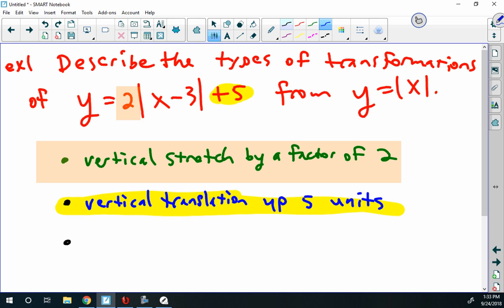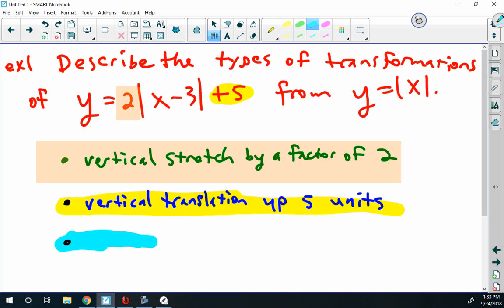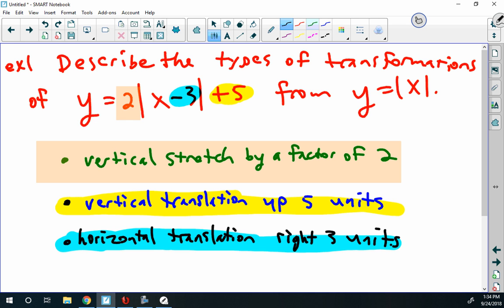Good. And last but surely not least, and my name's not Shirley, and your name's not Shirley. Maybe you have a cousin named Shirley. What is that? I forgot to highlight it. Where's my highlighter? There it is. What does that minus 3 in the parentheses tell me? It goes to the right 3. So how do we say it goes to the right 3? It's a horizontal translation right 3 units. When we see that minus 3, we might think it goes to the left 3, but remember the right and left is the opposite of what we think.